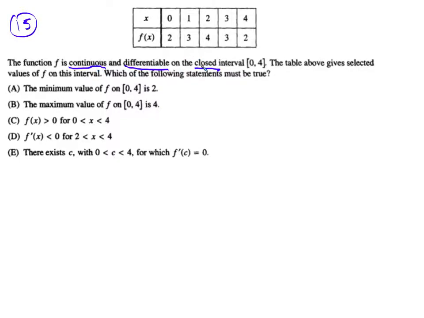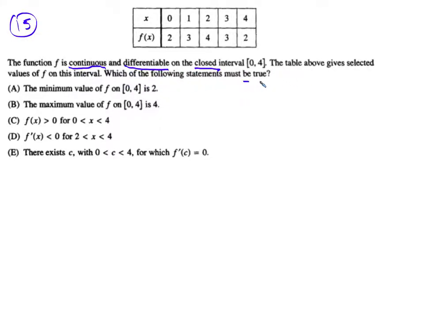Continuous and closed means we can use EVT. And differentiable means we can use MVT. We have unlocked all three theorems with these three statements. In fact, if you just have differentiable and closed, you'd unlock all three statements as well, because differentiable implies continuity. Anyway, moving on. So the table gives us the values.